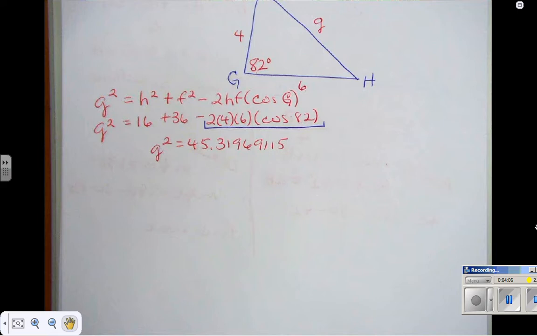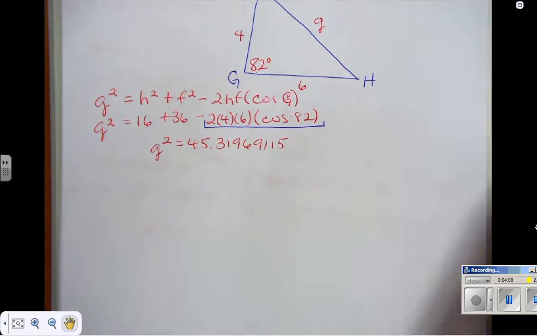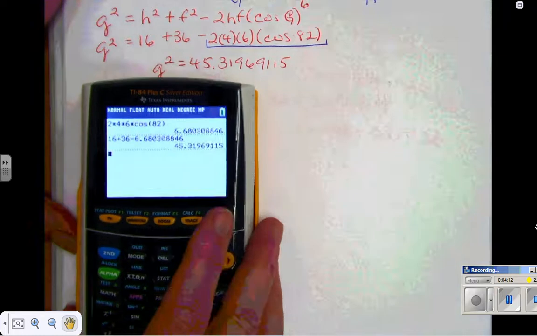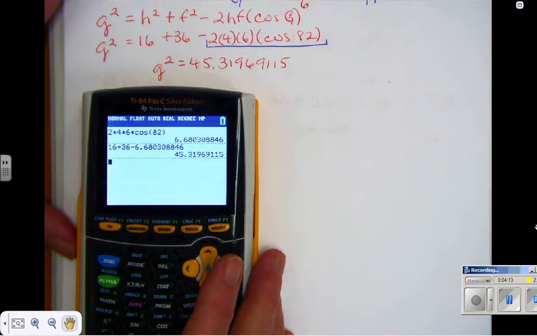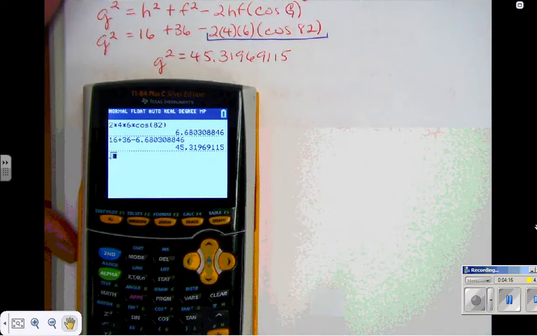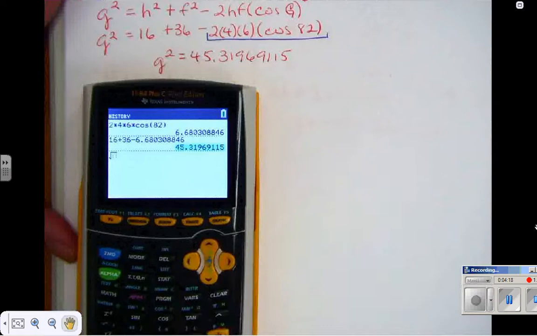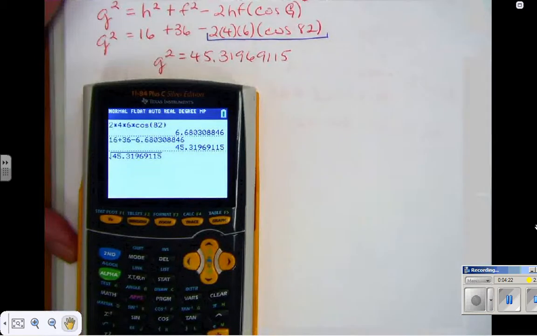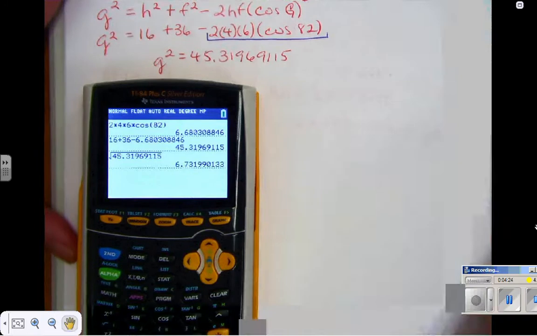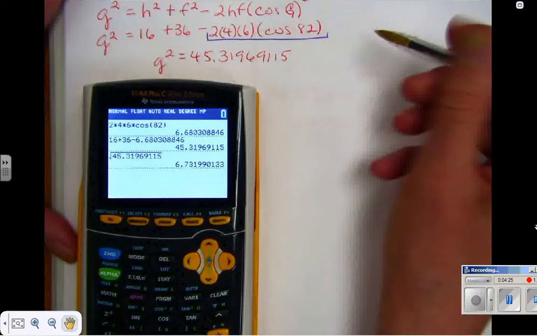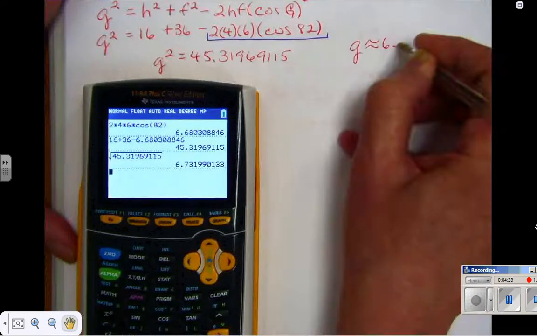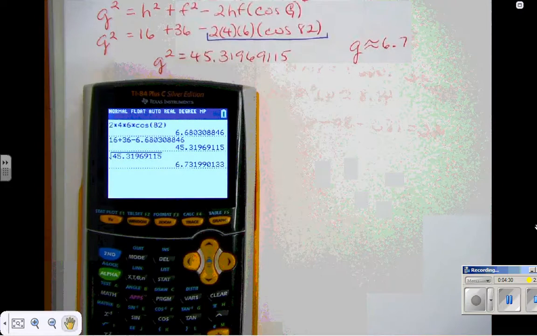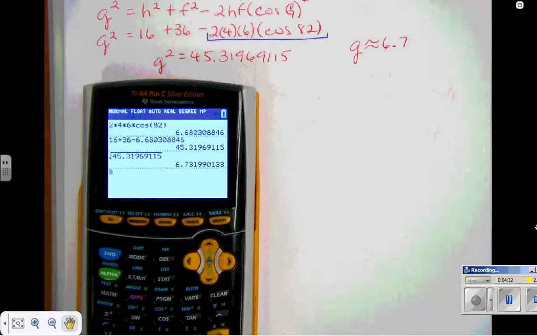So again, so I don't have to write that down in its entirety, I'm going to need to take the square root of it. So I'm going to take second x squared, go up, retrieve that number. I'm going to arrow 1 over to get out of the root and press enter. So side G is about 6.7. You just wait until the very end to round it. Any questions?